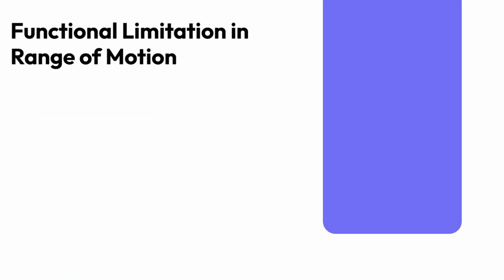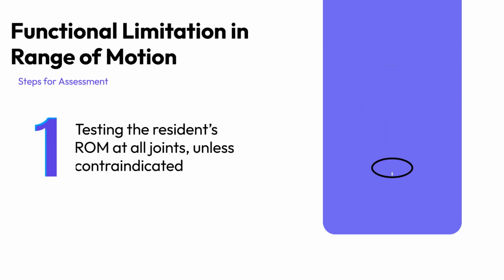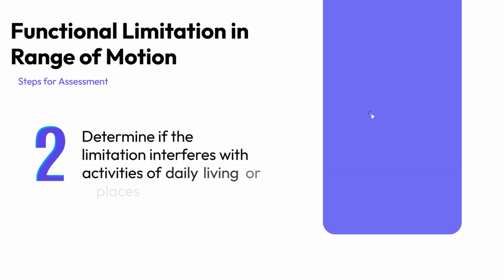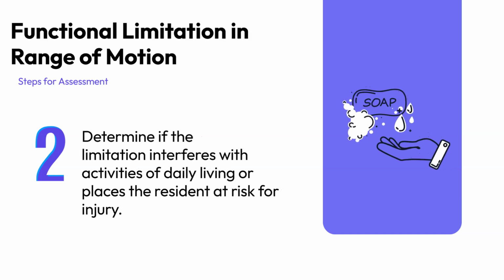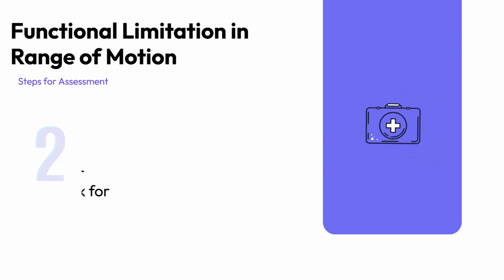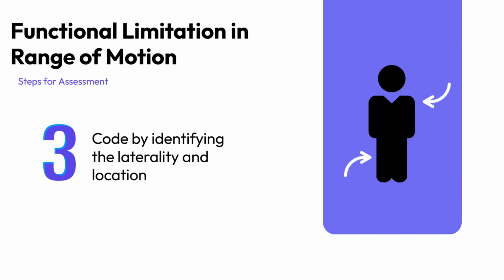Coding for this item will include a 3-step process, beginning with testing the resident's upper and lower extremity range of motion bilaterally at all joints unless contraindicated. If limitations are noted, the next step will be to determine if the limitation interferes with any activities of daily living or places the resident at risk for injury. If it does, proceed to code this by identifying the laterality and locations of the impairment.